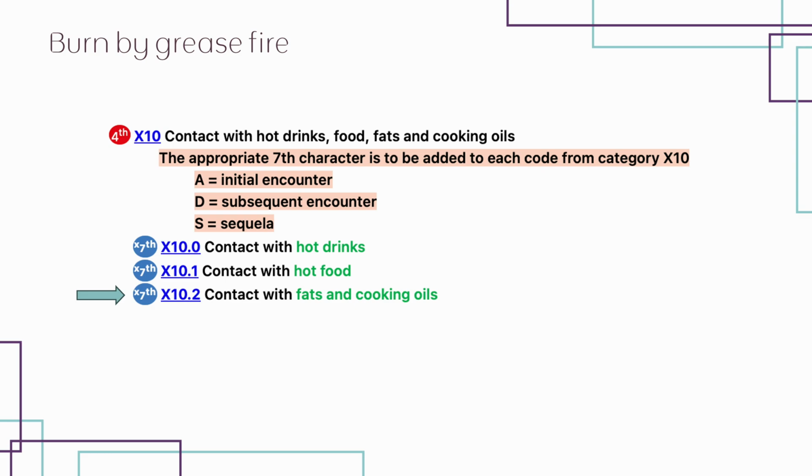Now, let's decide on our appropriate 7th character. Since we are actively treating for the burns, the same rules apply. So we should choose 7th character A. 2 placeholders are necessary when we only have 4 characters. Therefore, our code should be X10.2XXA. So now let's go add that code to the rest of the codes for this scenario.